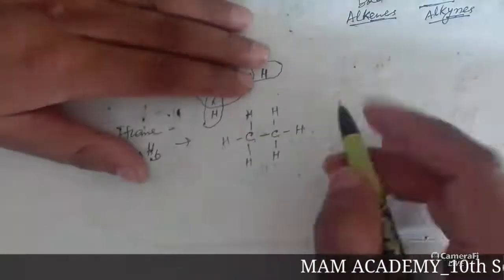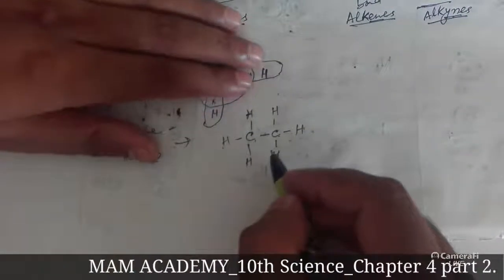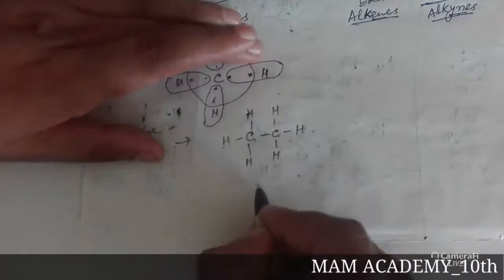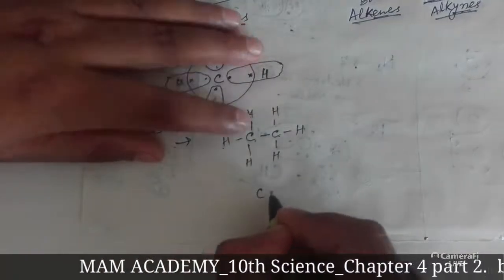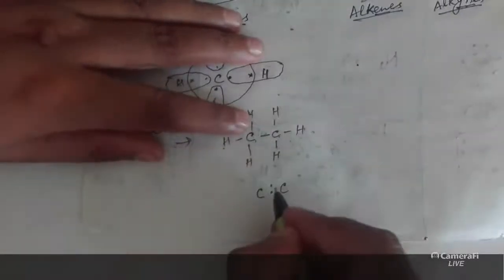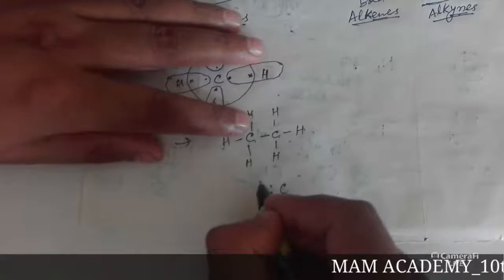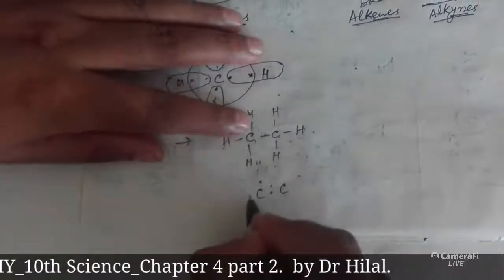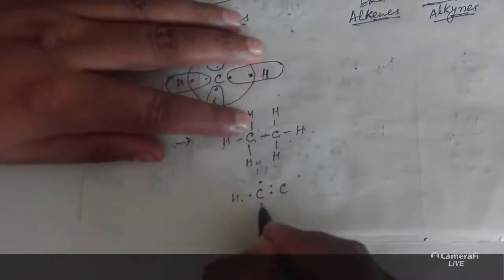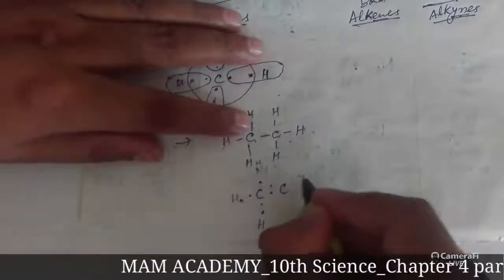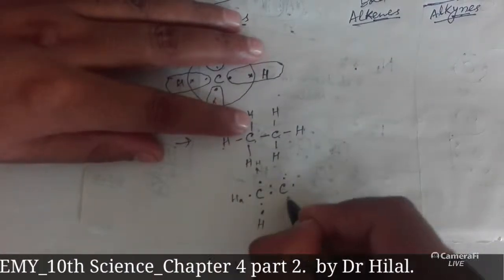Now let us try to draw the electron dot structure of ethane. It is very easy. What we have to do is see how many electrons can be shared here. This carbon is sharing one electron with the other carbon. Then each carbon is sharing one electron with each hydrogen. These are the electrons of hydrogen. For example, I will try to draw it. These are the electrons of carbon.